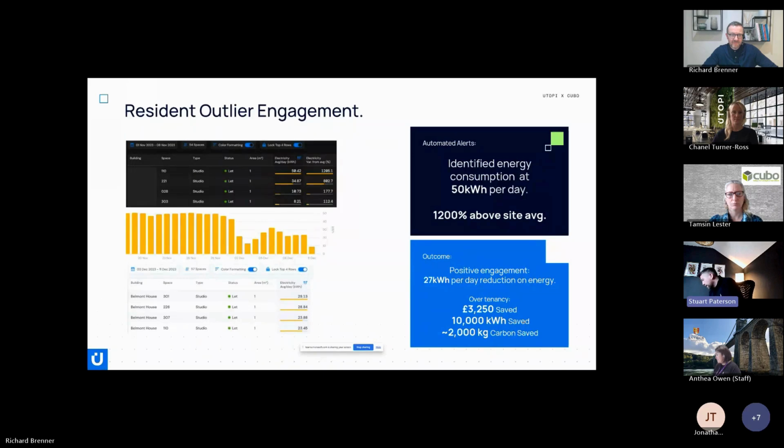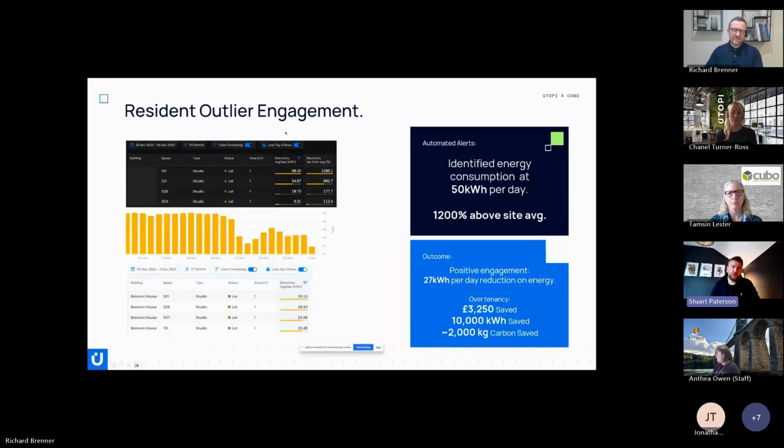This is my favourite one. So we've talked about what interventions we can do at building level, and what the data is telling us. But what I wanted to do was just highlight, when we talk about outlier management, the impact that the top 10% of residents can have on a building, and the impact that even a simple conversation can have.